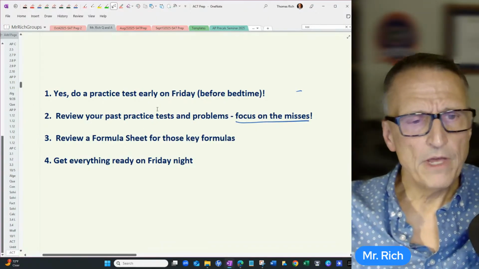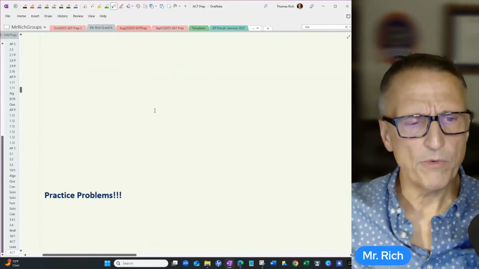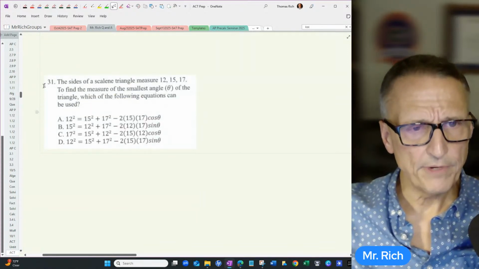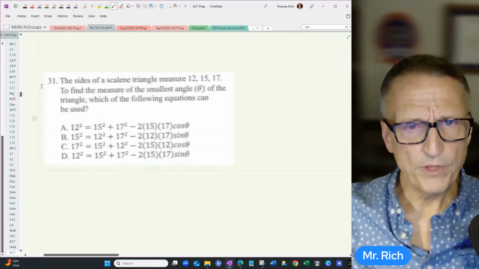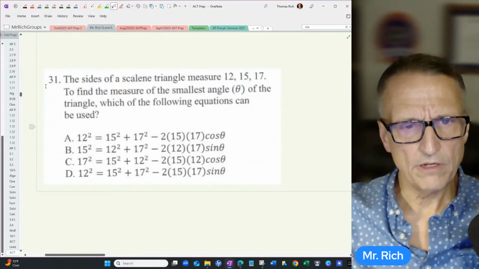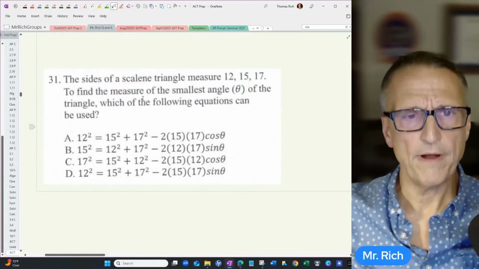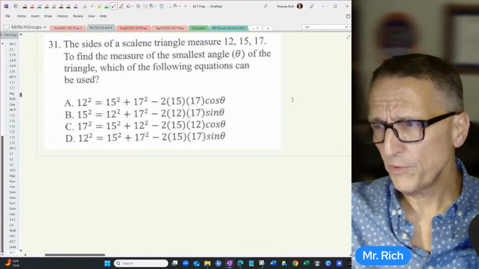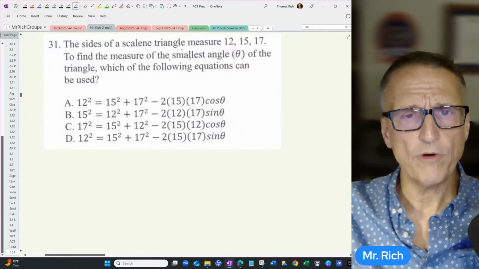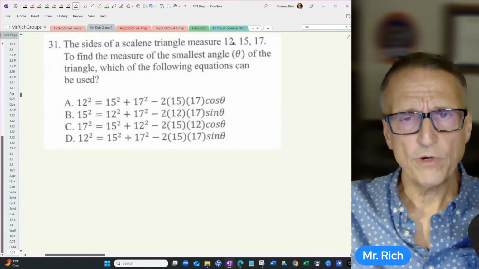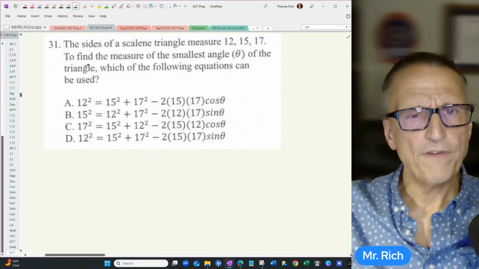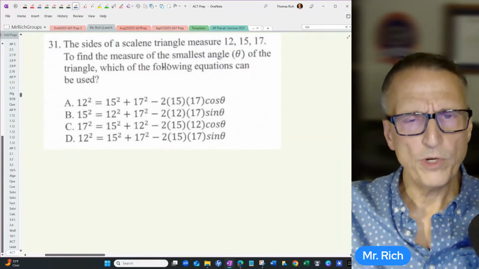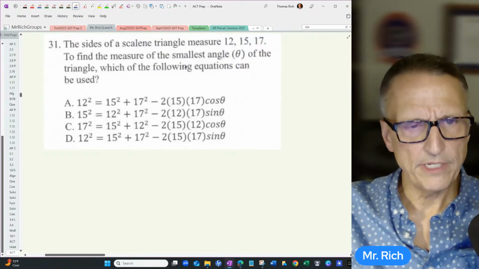Well, now what I want to do is work some practice problems for you. I'm going to start with a law of sines, law of cosines problem. So here is the problem. It says the sides of a scalene triangle measure 12, 15, and 17. To find the measure of the smallest angle of the triangle, which of the following equations can be used?